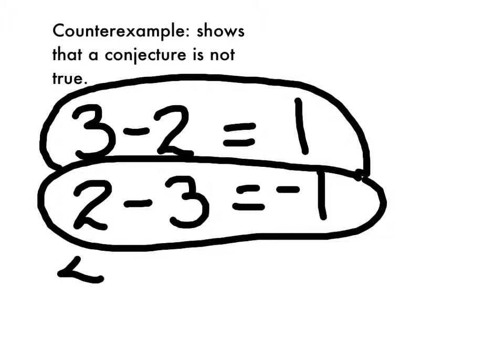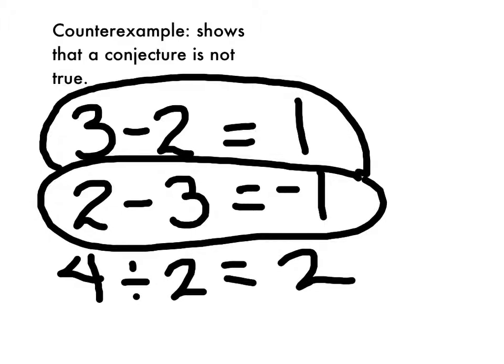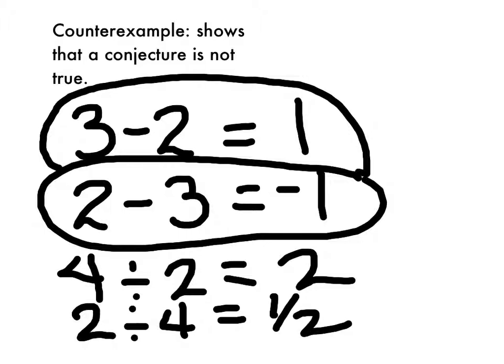Likewise, if we did 4 divided by 2, we would get 2. But if we did 2 divided by 4, we would end up with 1/2. You can't do it for division either. There's no commutative property for division.